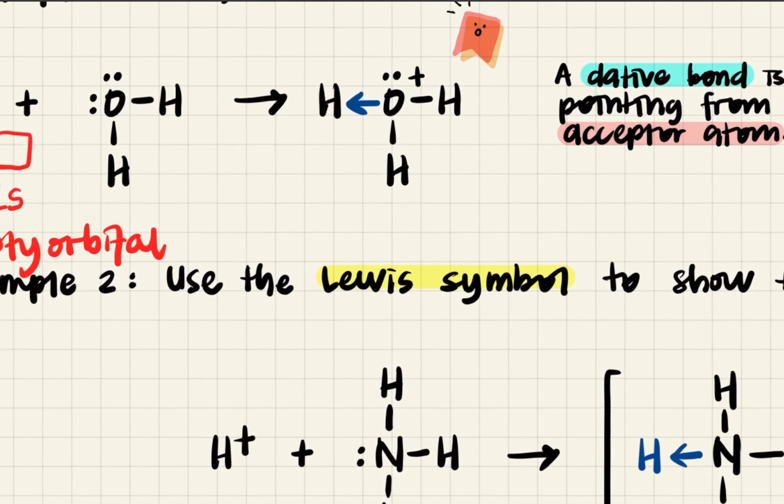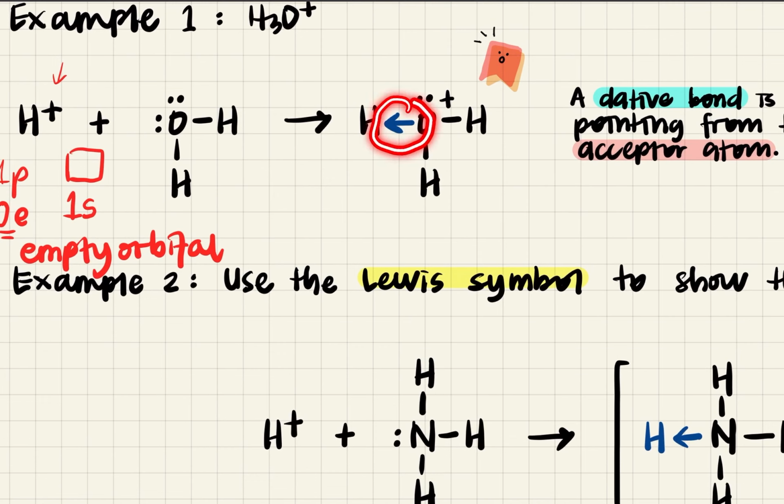Okay. So the dative bond must be shown with this arrow here to show that the electrons were donated by the oxygen, although they are sharing the electrons between themselves, hydrogen and oxygen. Okay. So when you draw the arrow, it has to show from donor to acceptor. Alright. Who donated the electrons in their sharing of electrons.